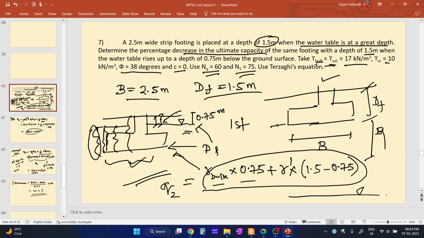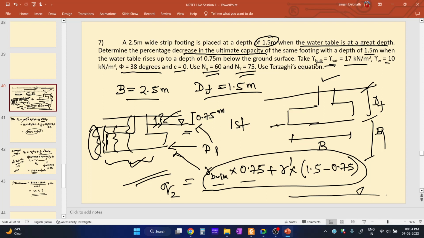If you have any doubt regarding this problem, please tell. Please again explain how we calculate the value of Q1 and Q2. See, in the first case, the water table was at a great depth. It is written over here: a 2.5 meter wide strip footing is placed at a depth of 1.5 meter when the water table is at a great depth.